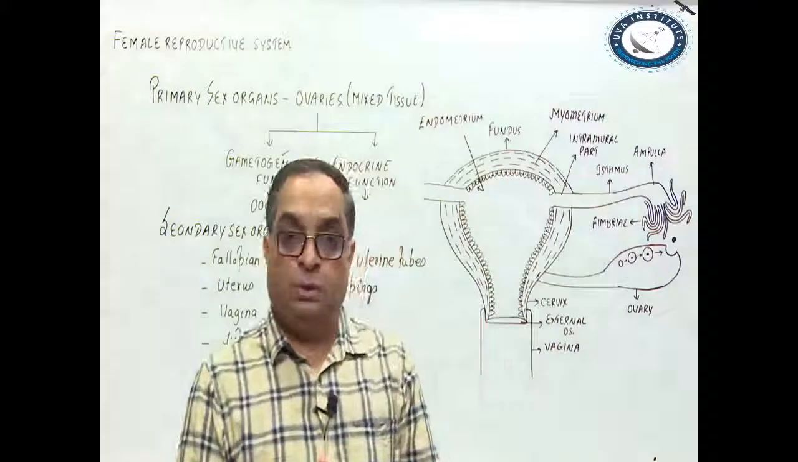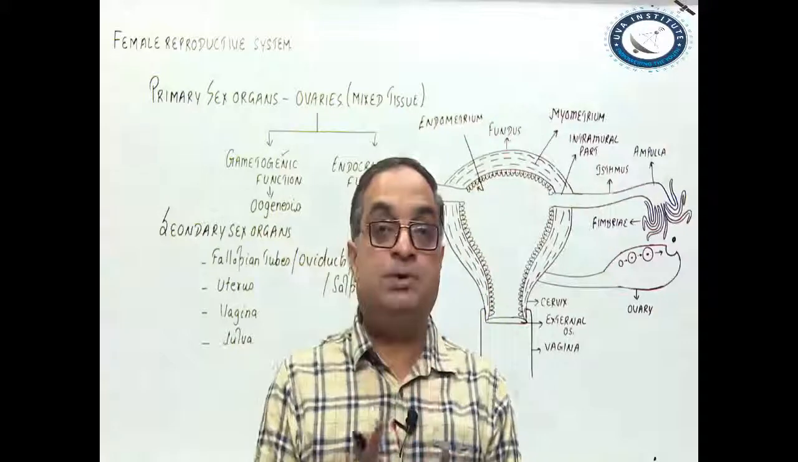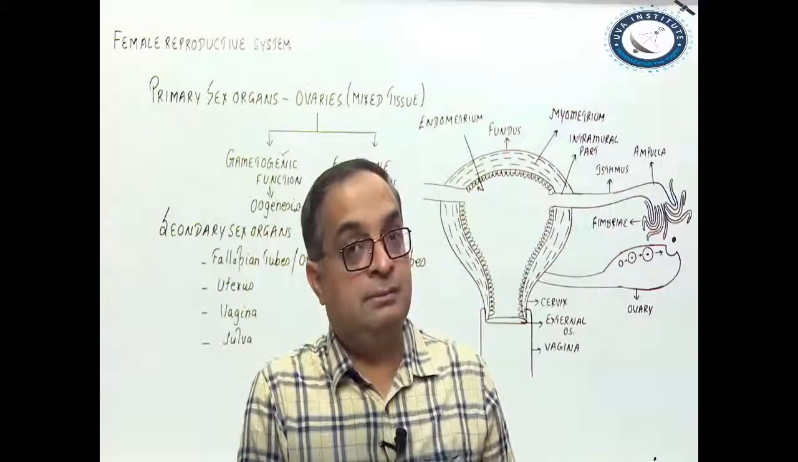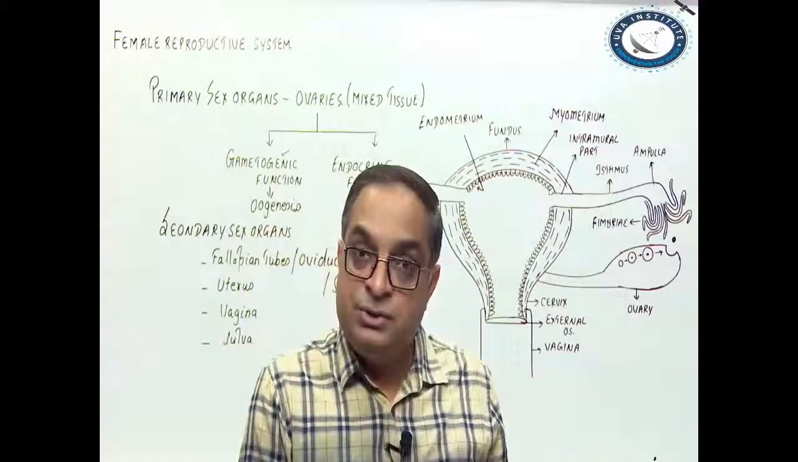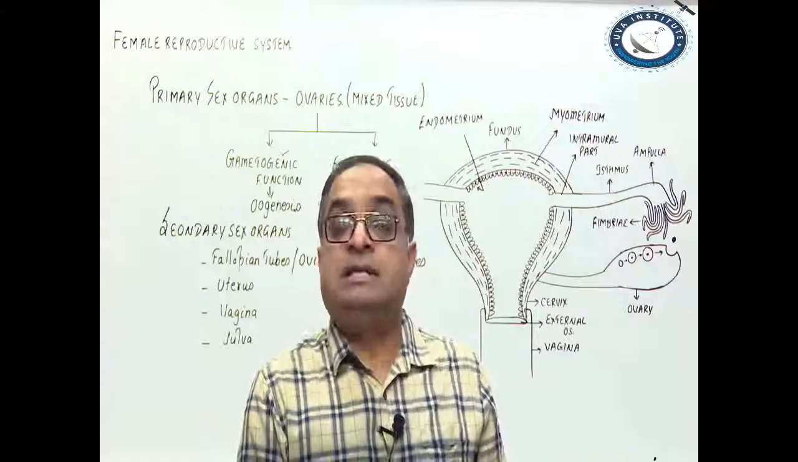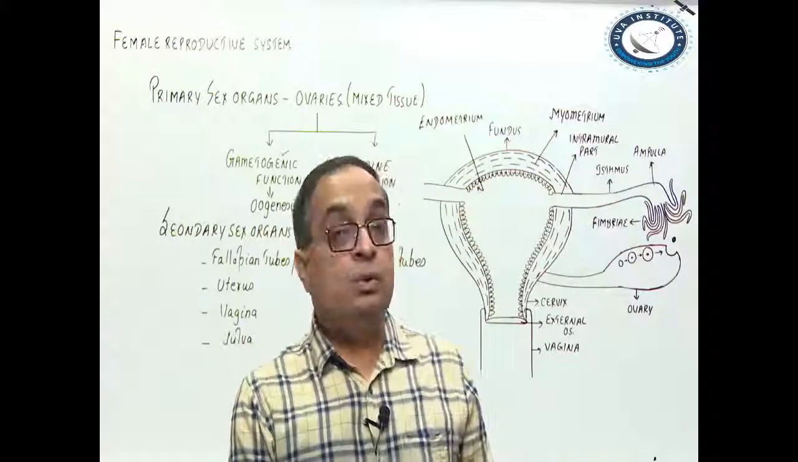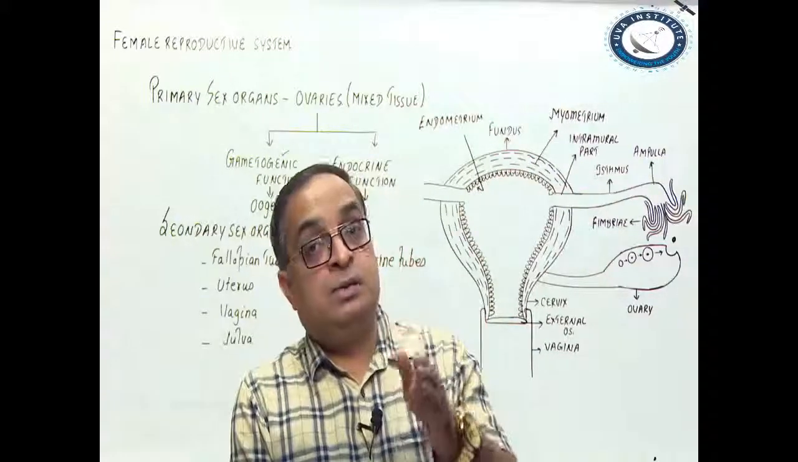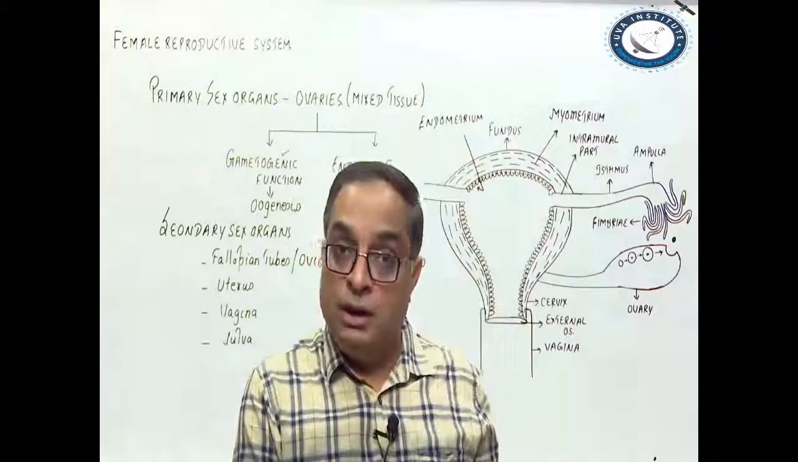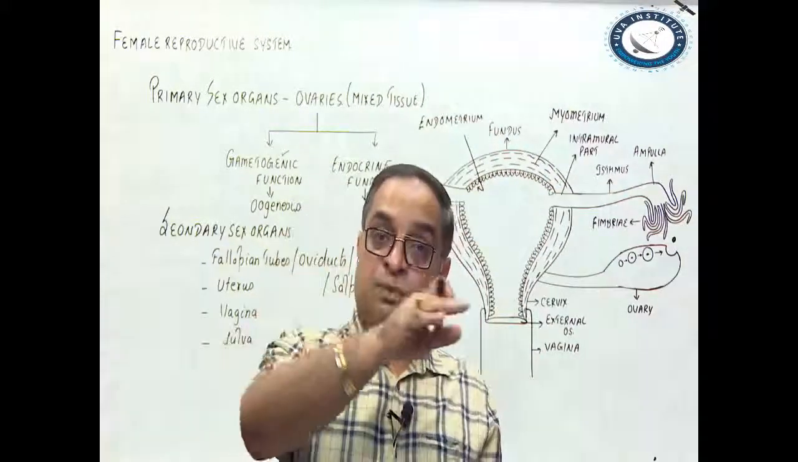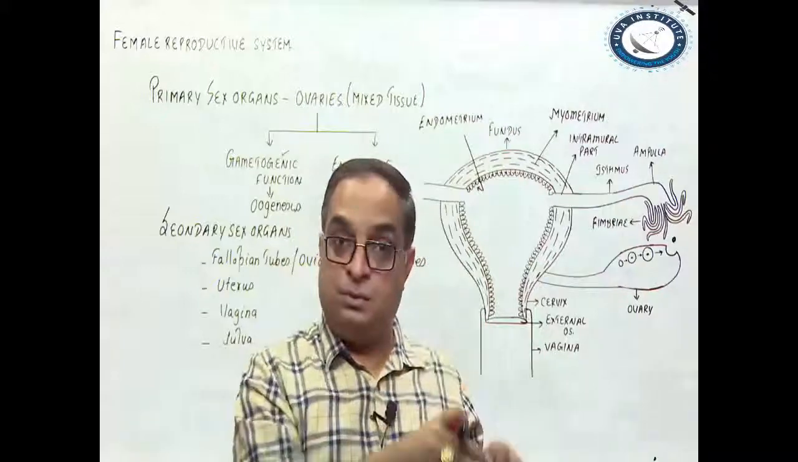What are the functions of fallopian tubes? Number one, capturing of the released oocyte. Number two, site of fertilization. Number three, if the fertilization happens, the zygote is formed. Zygote will undergo cleavage divisions to form morula. That morula is traveling through the fallopian tube and it enters into the uterus.